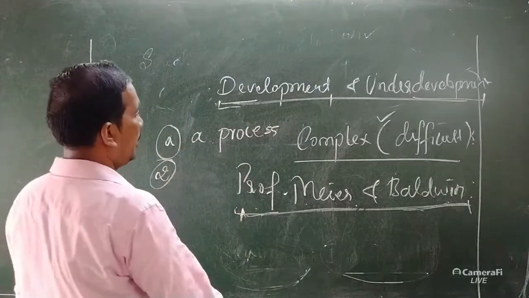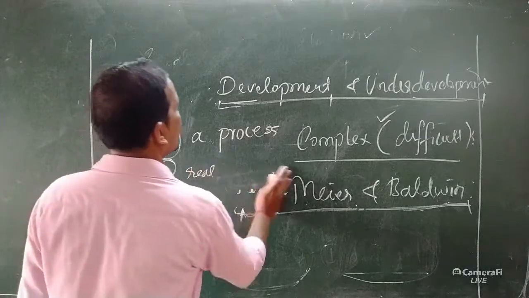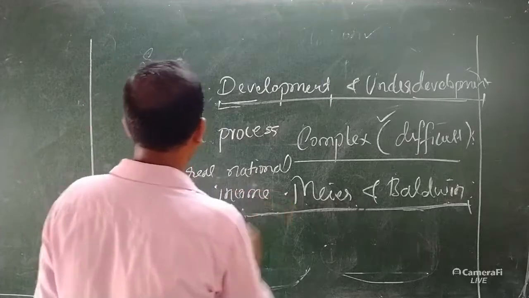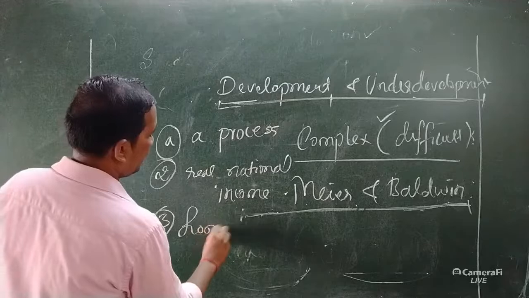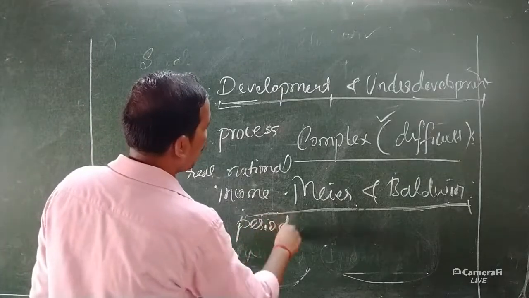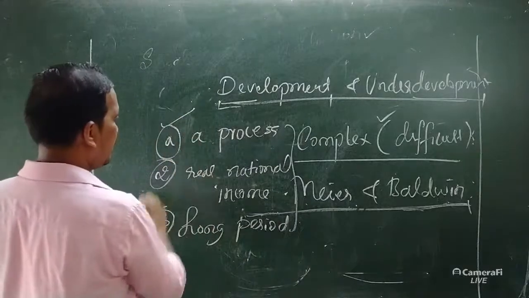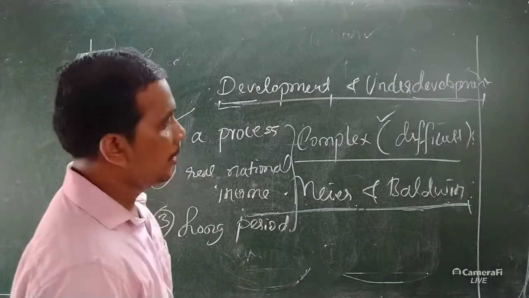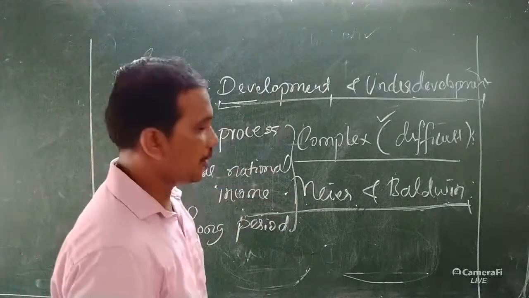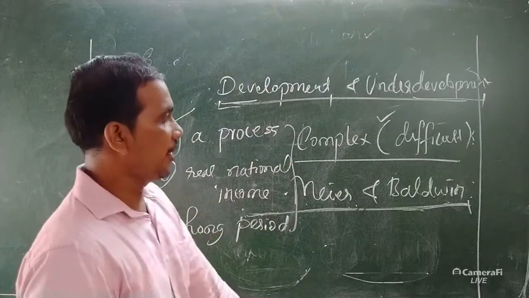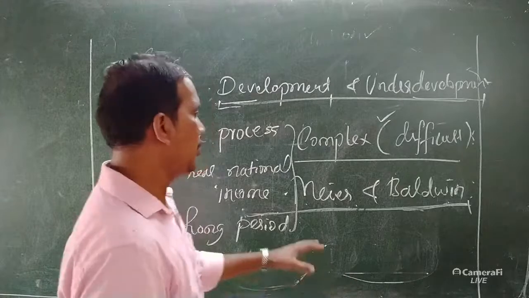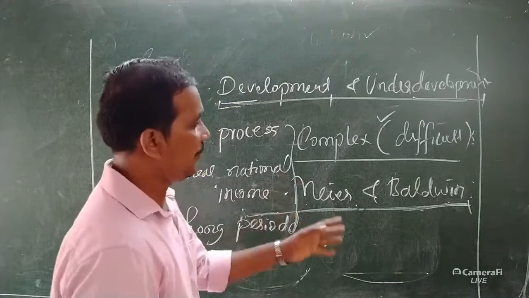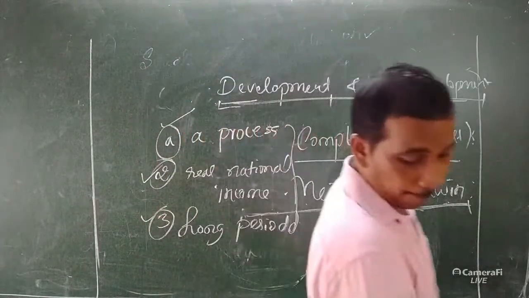The second one is improving real national income. The next one is the long period. These two economists give too much importance to these things: process, real national income, then the long period. The national income should be sustainable for up to 10 years, then only a country or the government gets its development. So this is the definition given by Professor Meyer and Baldwin.